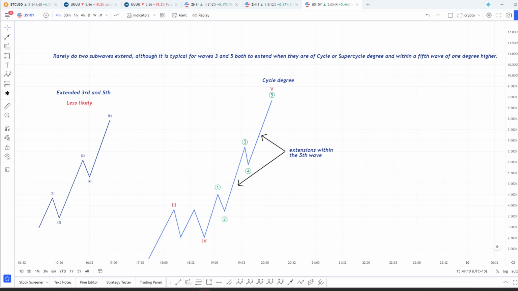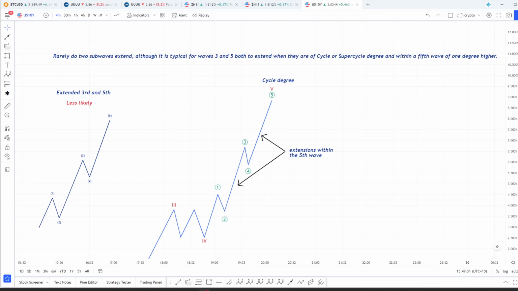And here on the right we can see an extended 5th wave, a 5th wave at cycle degree with extensions in both the 3rd and the 5th wave. Now you're not likely to run into cycle degree or supercycle degree very often, as we're dealing with years, decades, a very, very long time frame.